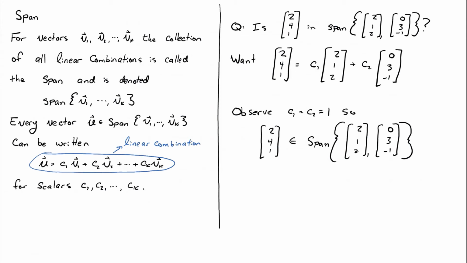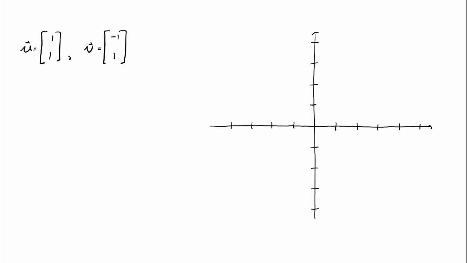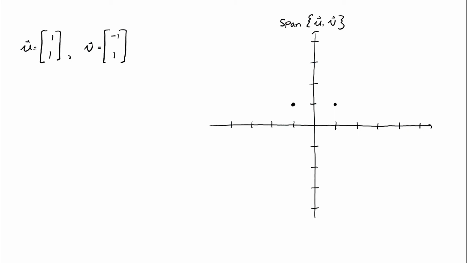But what does a span look like? Let's consider two vectors, u equals 1, 1 and v equals minus 1, 1. We'll need a two-dimensional axis since these are two-dimensional. Label this as span of u and v. We'll represent vectors by a point. So u is here and v is here.